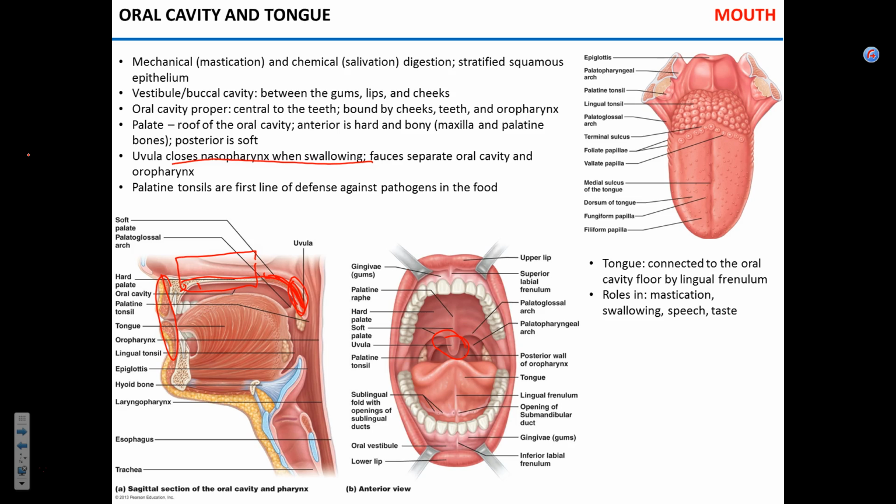Fauces. It's an anatomical term, and it separates the oral cavity from the pharynx. So fauces is like an arch. You can see separate arches: the palatopharyngeal arch in the back, the palatoglossal arch in the front. There are a few structures that you can study yourselves. First of all, gums, of course. Your lower lip is attached to the gums by the inferior labial frenulum. Labial means lips, right? Inferior is the bottom. Well, surprise, the upper lip is attached by the superior labial frenulum. Your tongue is attached to the bottom of the oral cavity by the lingual frenulum.